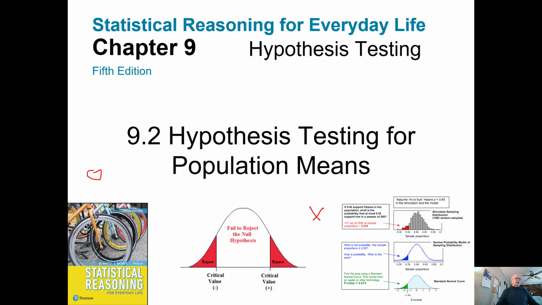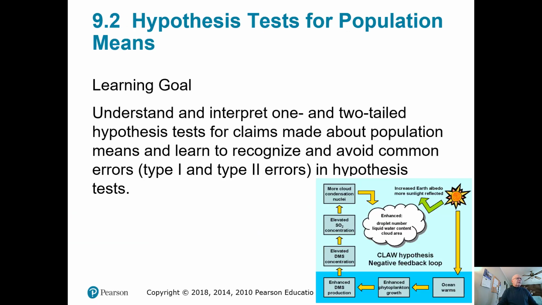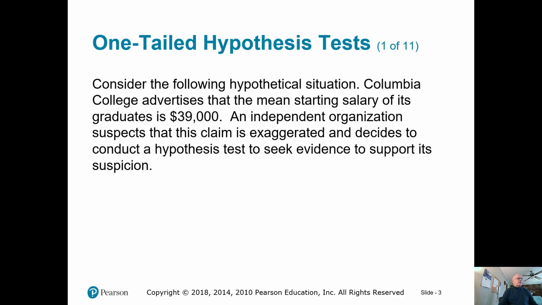Alright, so we're going to talk about 1 and 2 tailed hypothesis tests. Remember, you start with the claims. We're talking about population means, and we'll make some reference to type 1 and type 2 errors in hypothesis tests. So first of all, 1-tailed, because they're a tiny bit easier anyway.